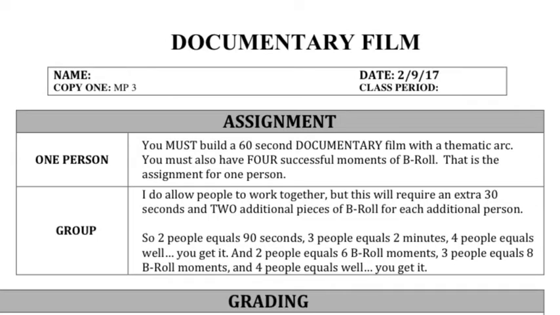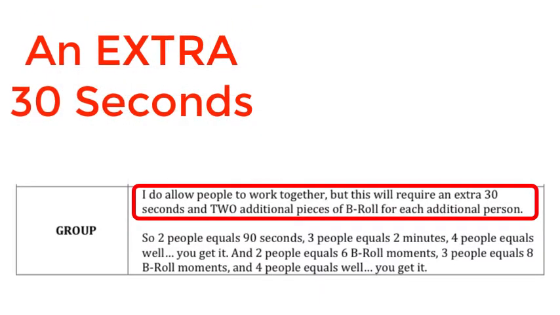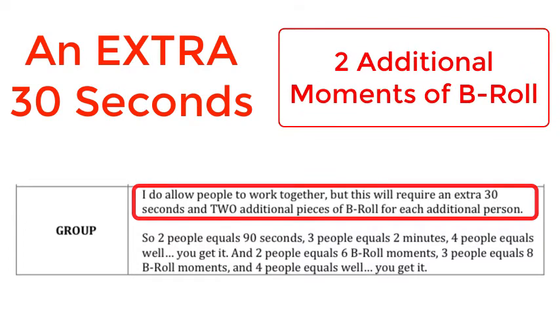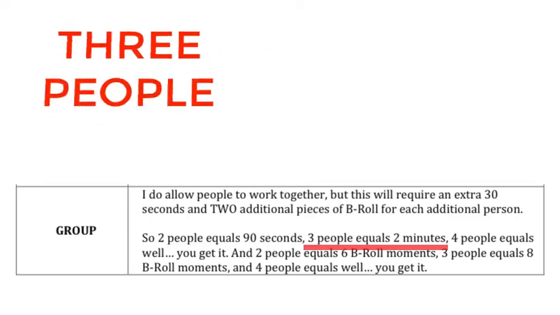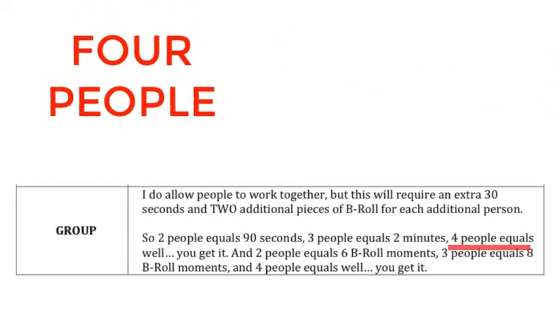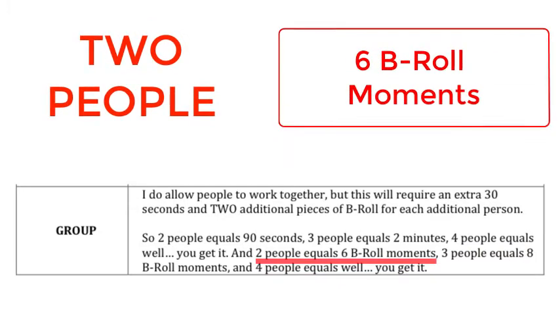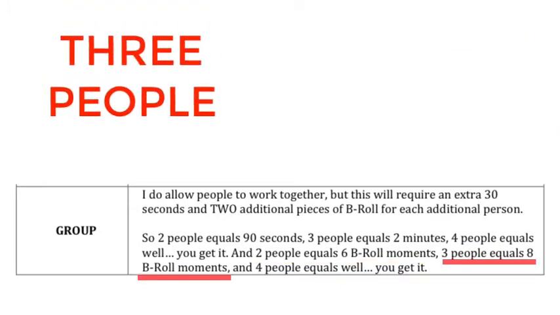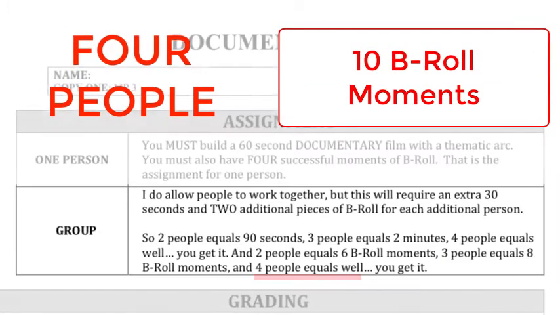I do allow people to work together, but this will require an extra 30 seconds and 2 additional pieces of B-roll for each additional person. So 2 people equals 90 seconds, 3 people equals 2 minutes, 4 people equals, well, you get it. And 2 people equals 6 B-roll moments, 3 people equals 8 B-roll moments, and 4 people equals, well, again, you get it.